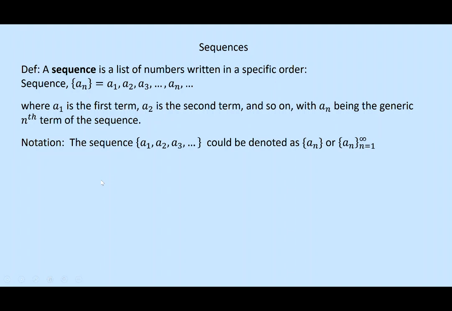There are other ways of denoting the sequence. You can write a sub 1, a sub 2, and so on also as simply curly braces a sub n, or curly braces a sub n with n equals 1 to infinity, like that. So these are other notations. I just want you to be familiar with that. Note the 3 different forms of indicating the same sequence.